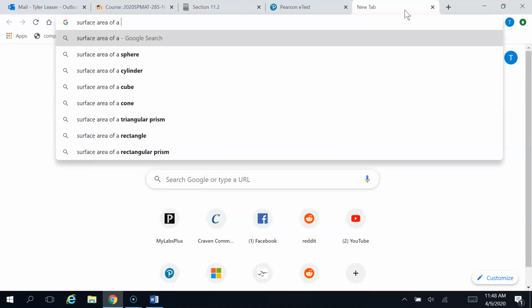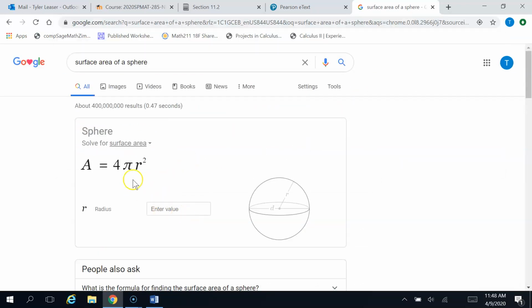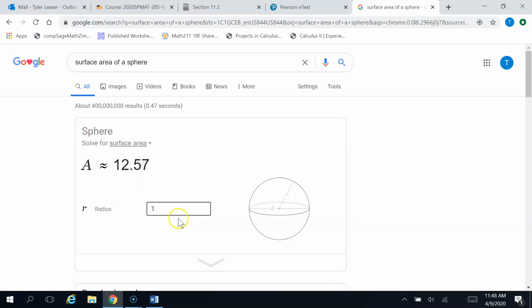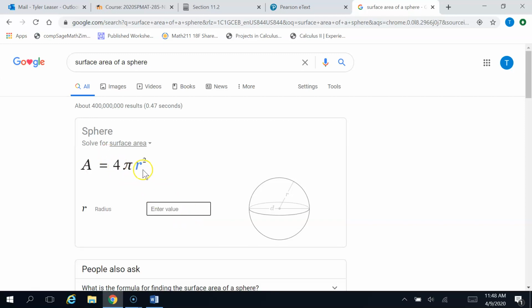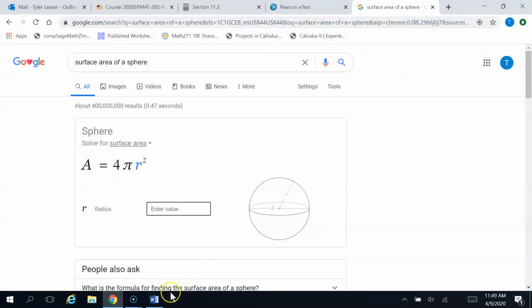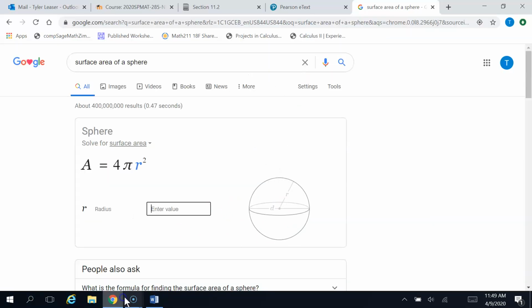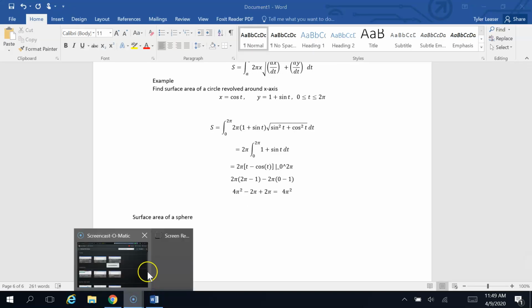Surface area of a sphere. 4 pi r squared, right? So if we have a radius of, that's not going to help. If we have a radius of 1, which is what we have in our example, then we're just going to get 4 pi, which is not what we got over here. Why did I have an extra pi in there? Ah, crud. Hold on. I'm not even recording anymore.